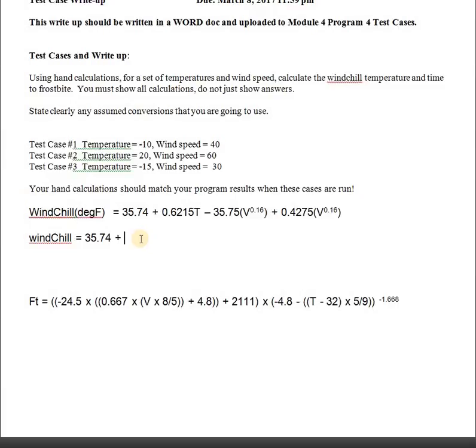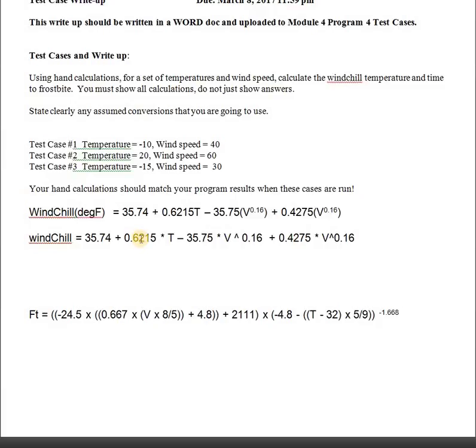Plus 0.6215 times the temperature, minus 35.75 times the velocity, that is the wind speed, to the 0.16 power, plus 0.4275 times the same expression, velocity to the 0.16 power.